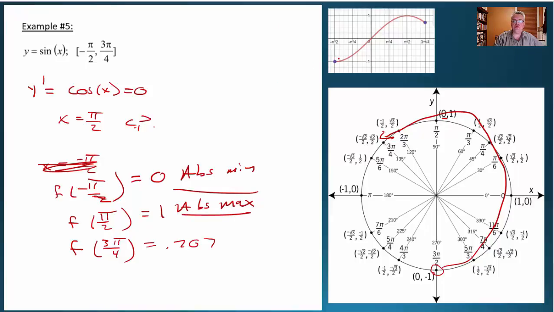At -π/2, that endpoint's our minimum. At π/2, that's the critical point. That's our max right here. This endpoint's a little bit lower, so it's not the absolute max. Okay, time for you to do just 2.